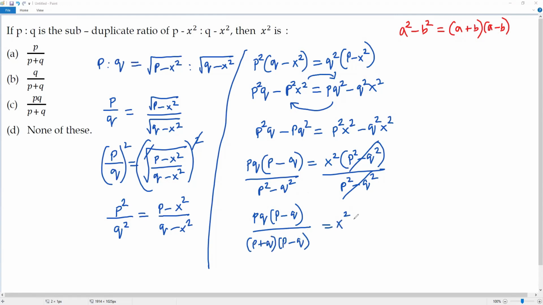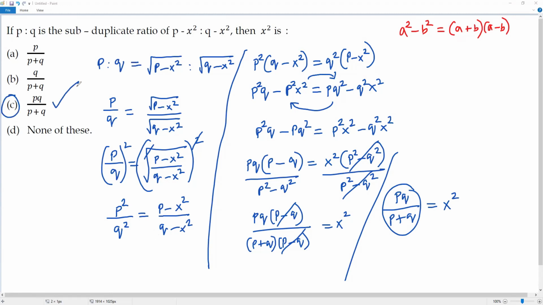On the right side, we have x². This P − Q will cancel out. Now we have PQ over (P + Q) on the left side. On the right side, we have x². Here I got the expression that is equal to x². I find this expression, PQ over (P + Q), in answer choice C. The correct answer choice for this question is C.